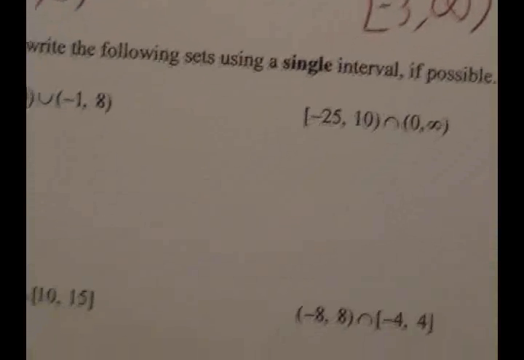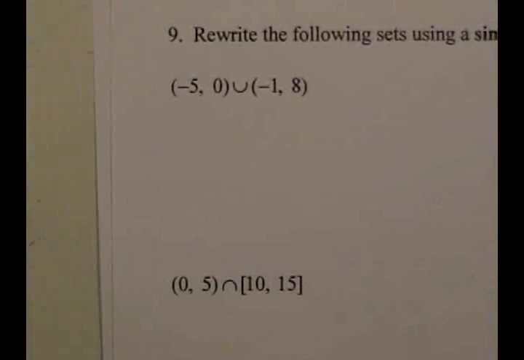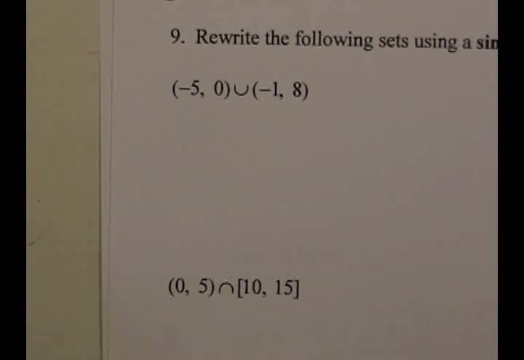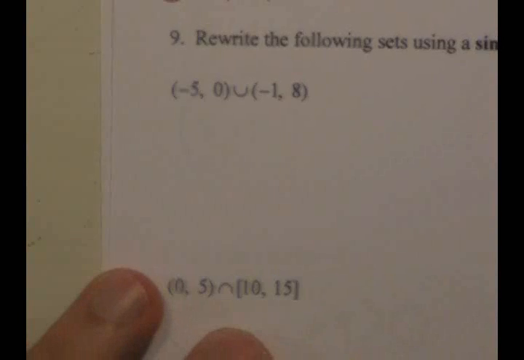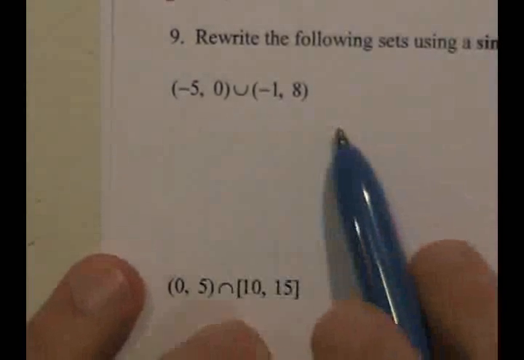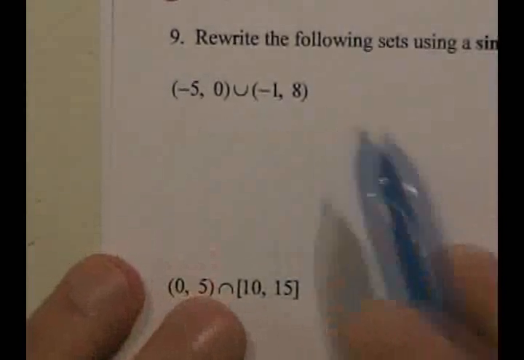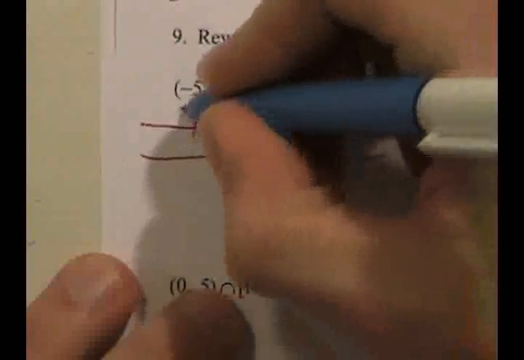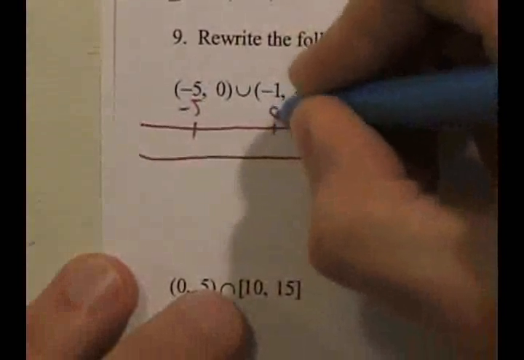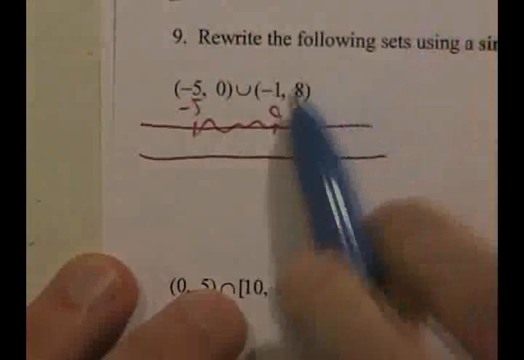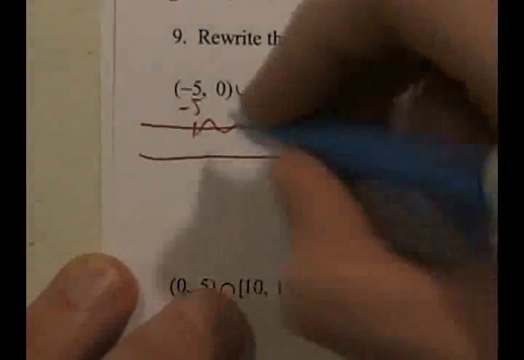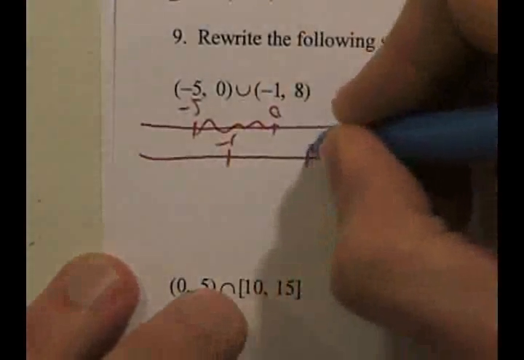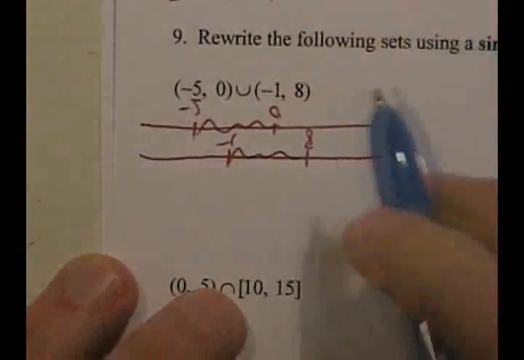Alright, these next few. That says rewrite the following sets using a single interval if possible, and if not possible, write OK. What I like to do is draw out both of these sets on a number line just to get a little bit of perspective. So between minus 5 and 0, I'll say that's minus 5 and that's 0, and that's all these. And then this is between minus 1 and 8, so minus 1 is in here and 8's out here. So that's all these.